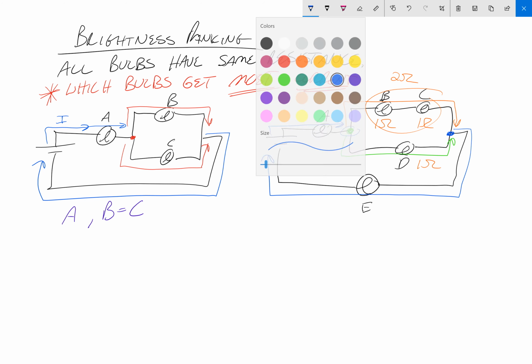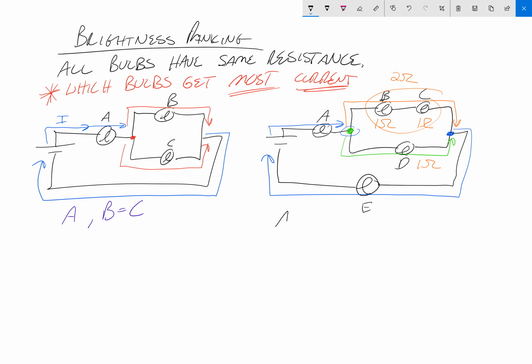So if we were to rank these from greatest to least, it would be A equals E, then D gets the next most, and B equals C get the least. Because B and C are in series, they get the same current, so it'd be the same brightness. So those are two basic examples.